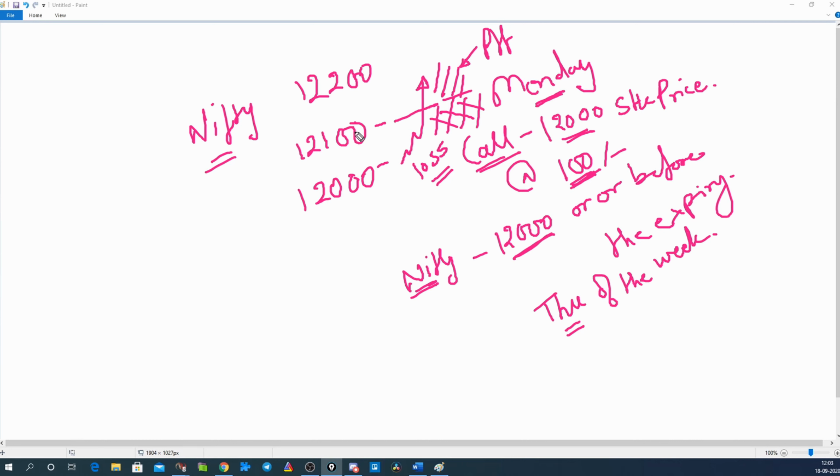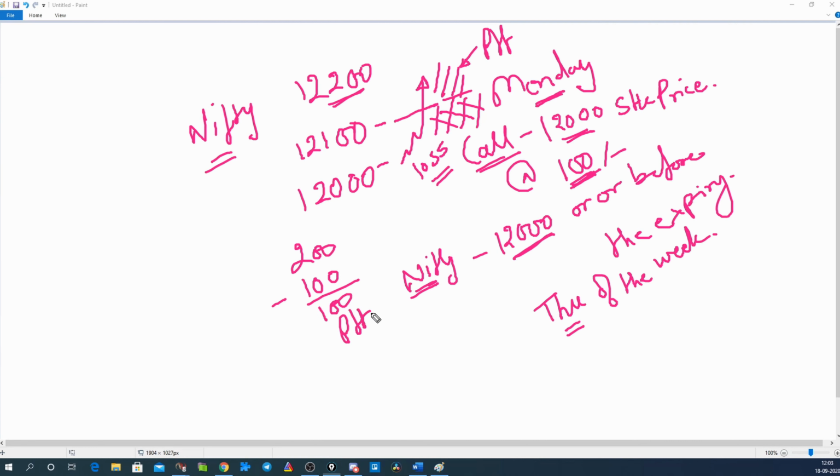So when the market closes at 12,200, our call option will be worth 200. Subtract the initial buying price from that and you get 100 rupees as your profit. So that is how a call option works, and a put option works in exactly the opposite manner.